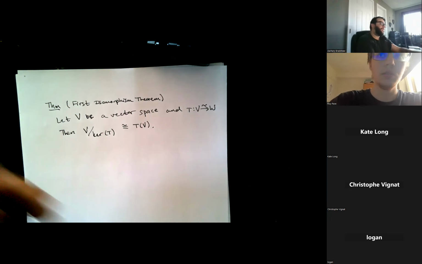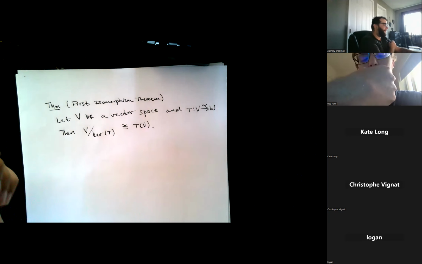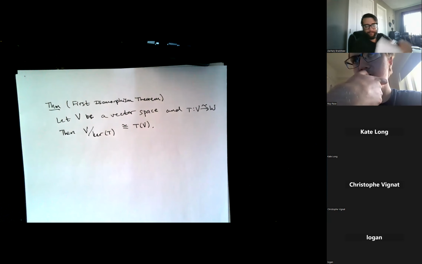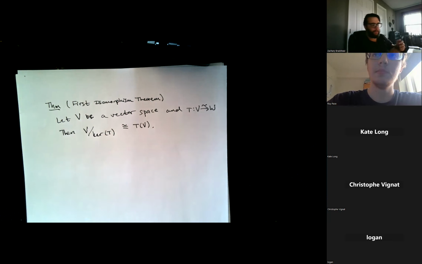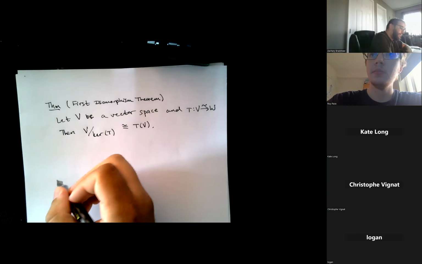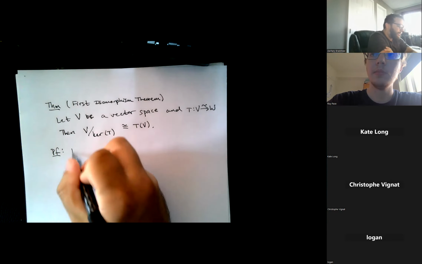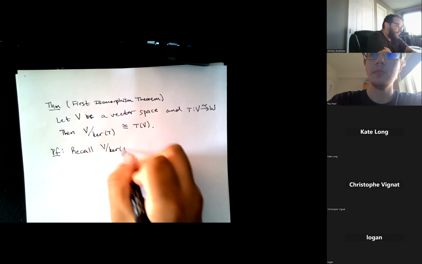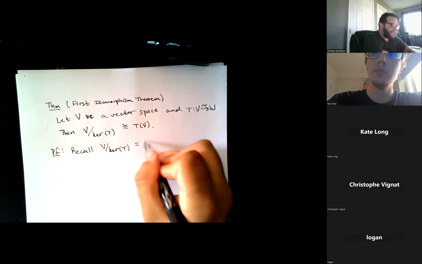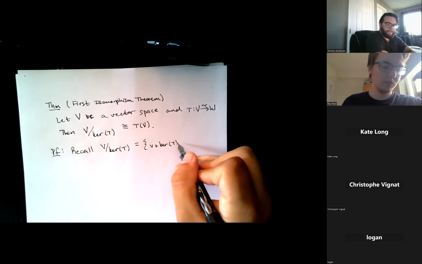So there's also a first isomorphism theorem for groups. There's one for rings and so on. I think that this is worth doing. Okay, I'm going to go ahead and do it. So first recall what this thing means, V mod kernel of T. This is the set of all left cosets of the kernel.